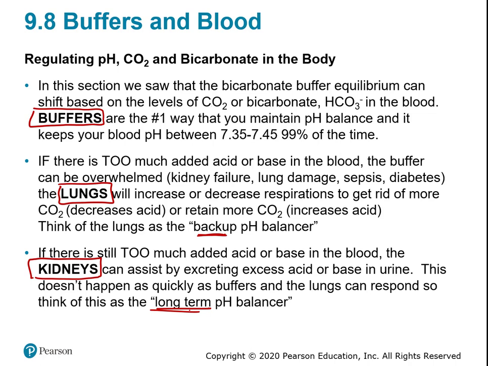But if you have a patient and you see that they're giving that patient bicarb, odds are very high that they have too much acid in the blood. So they're giving them bicarbonate in their IV solutions as a way to try and raise their pH to get it in that range of 7.35 to 7.45.